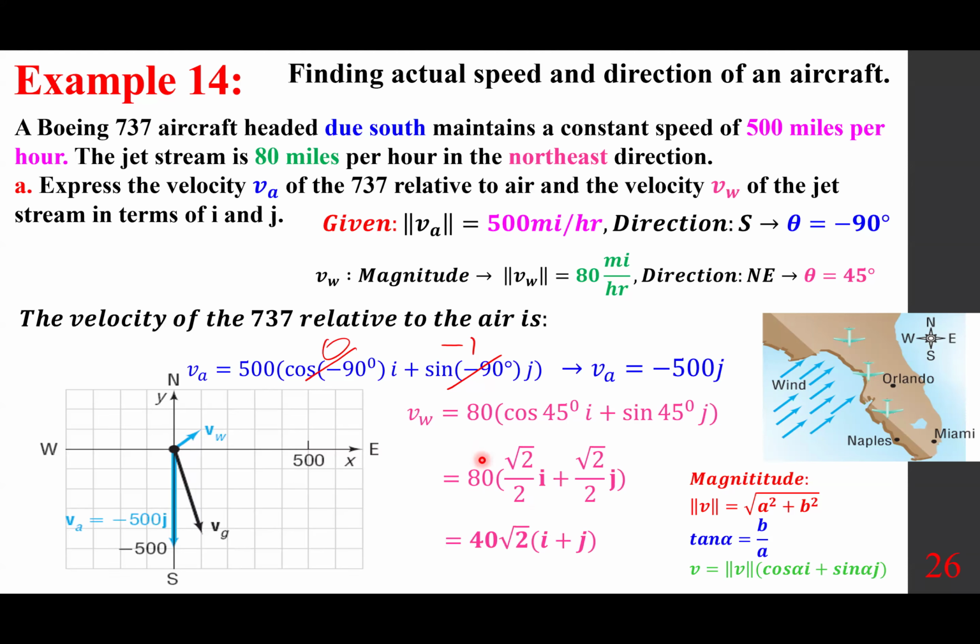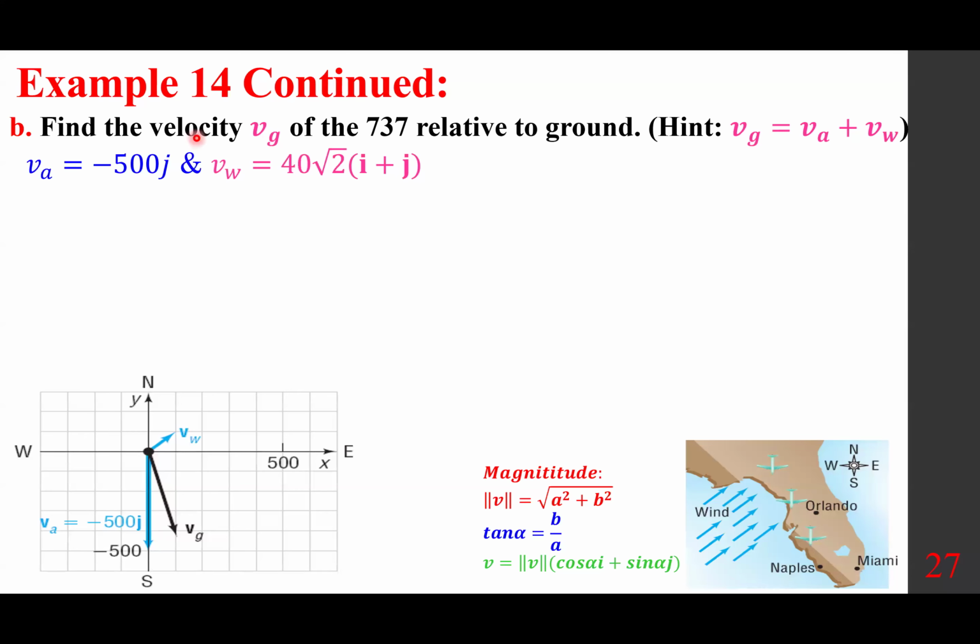So again, this is going this way. This is going this way. And the actual velocity we are interested in. So we expressed both of them in terms of i and j. We're going to continue with the question. The question is, find the velocity v sub g of the 737 relative to ground. G stands for the ground, which means add them up.